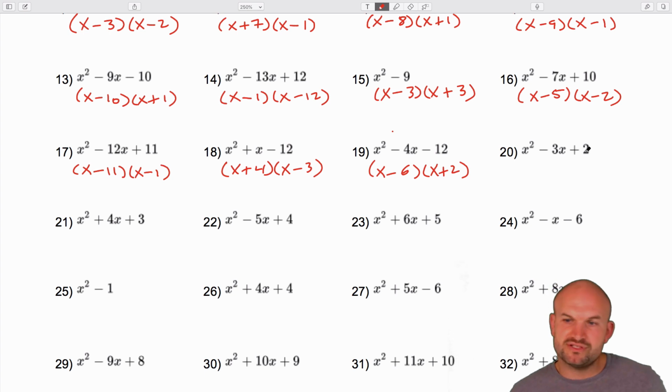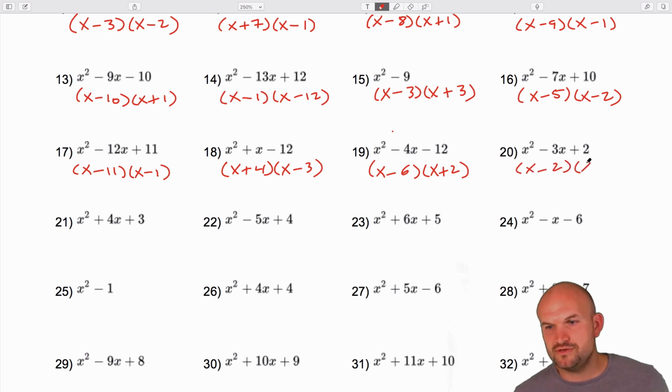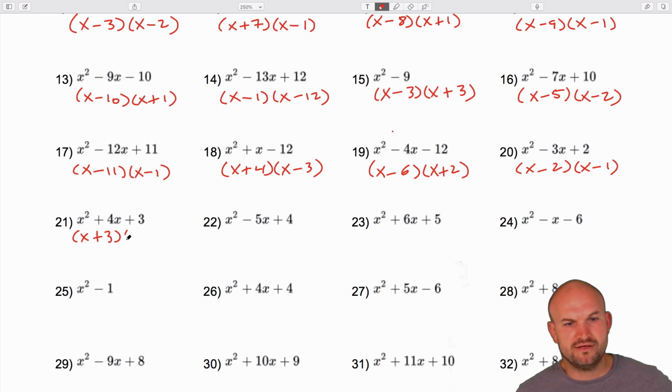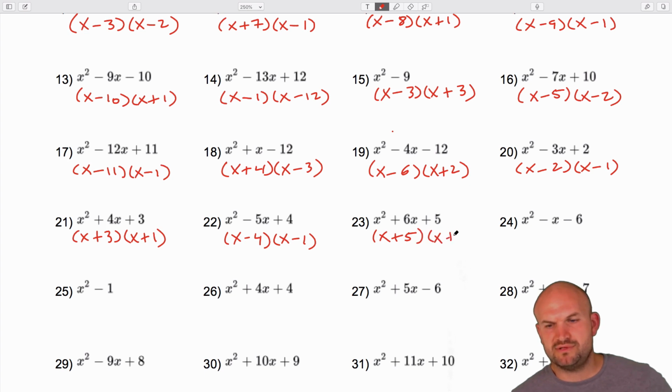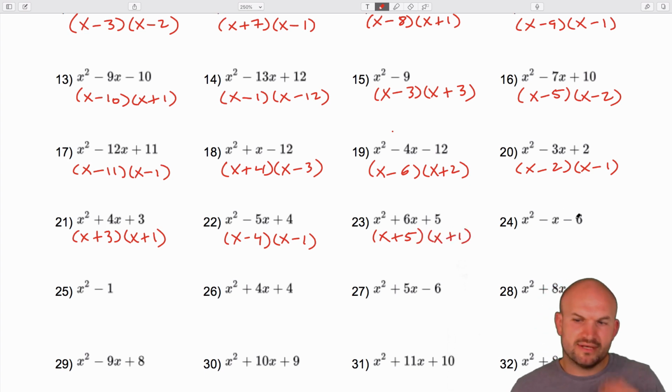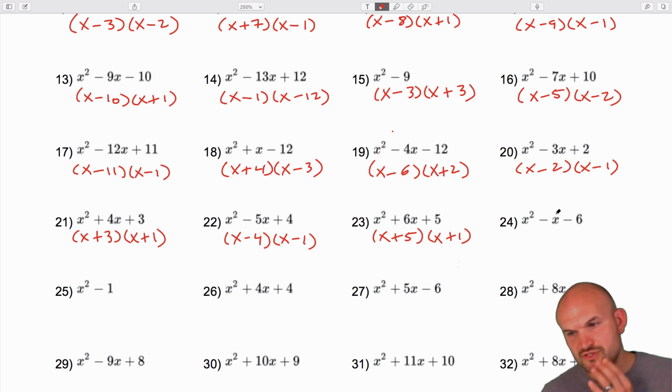Here's 2, so it's positive, negative, so both factors are negative. So I should do x minus 2, x minus 1. Here's 3, positive, positive. That means they should both be positive. x plus 3, x plus 1. Positive, negative, so that'd be x minus 4, x minus 1. Positive, positive. x plus 5, x plus 1. Negative, negative, so therefore two factors have a difference.